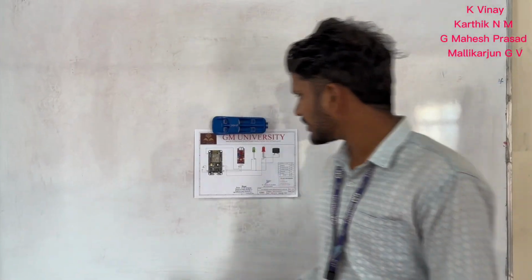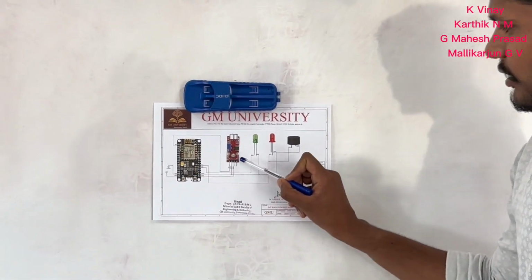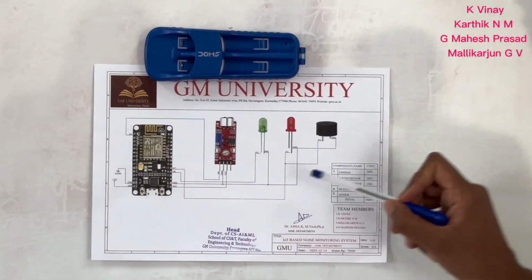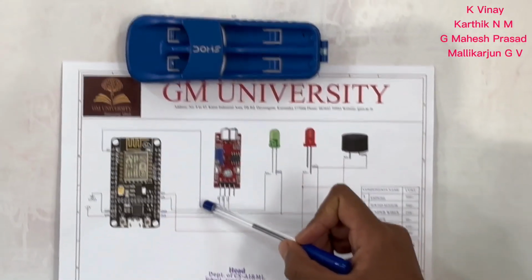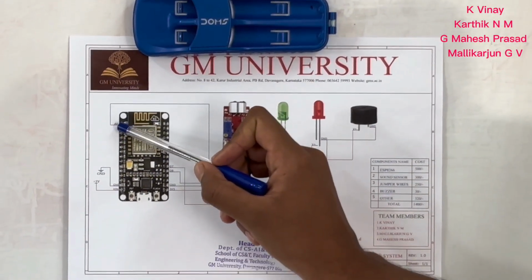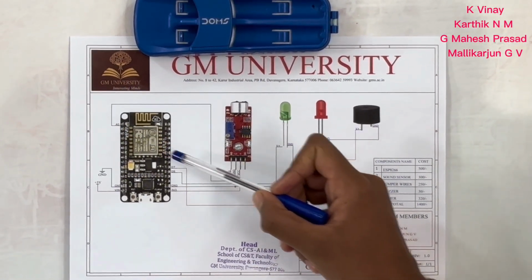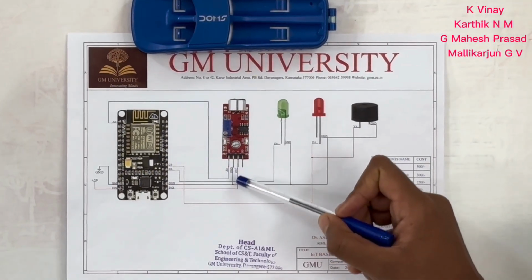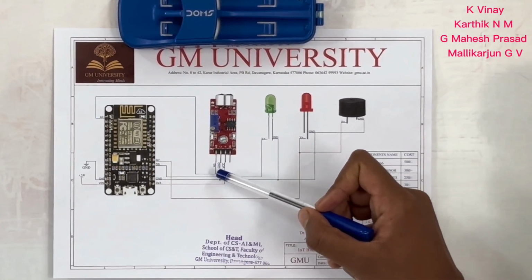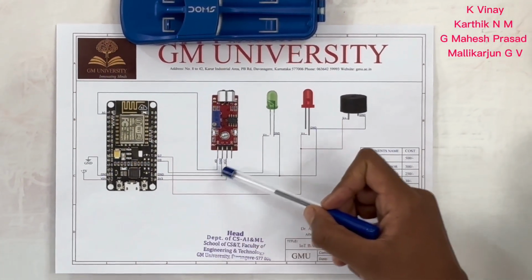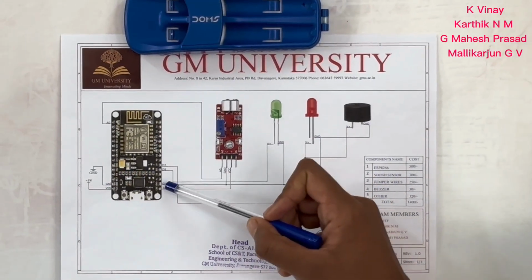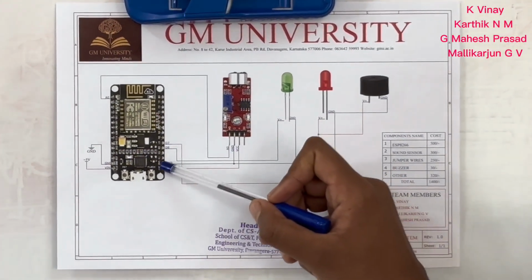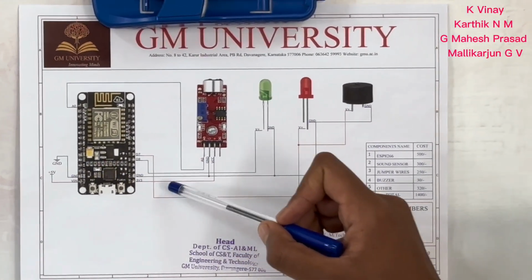The diagram contains an ESP8266, a sound sensor, LEDs and a buzzer. Here the analog input goes directly to the ESP8266, which converts the signals to digital. Here this is the ground, and here VCC is the positive, connected to the ESP8266 3 volt.